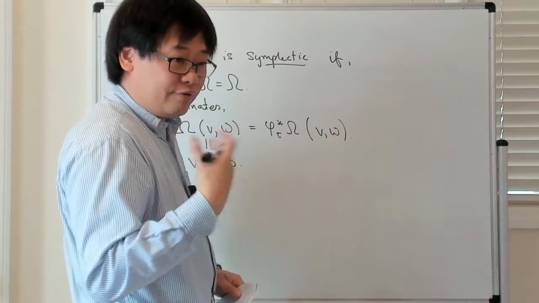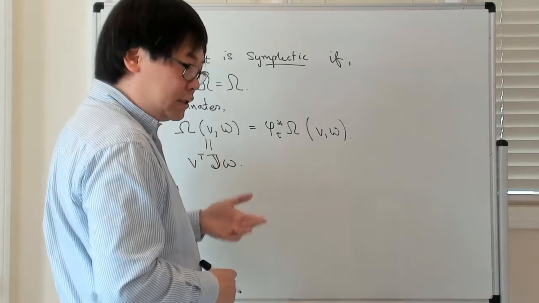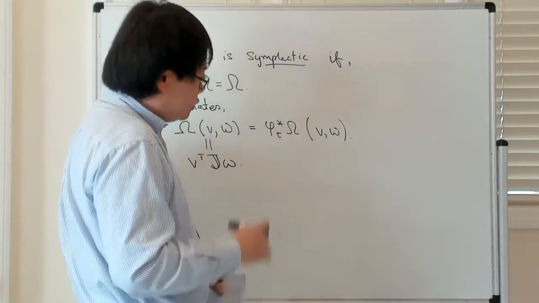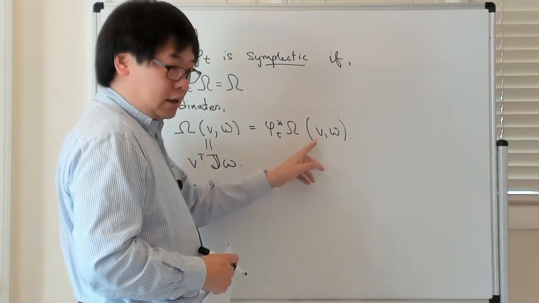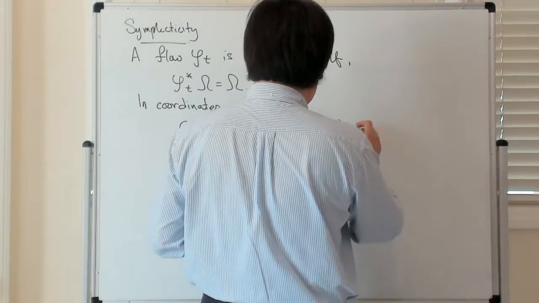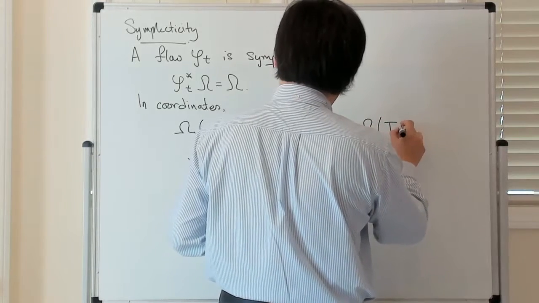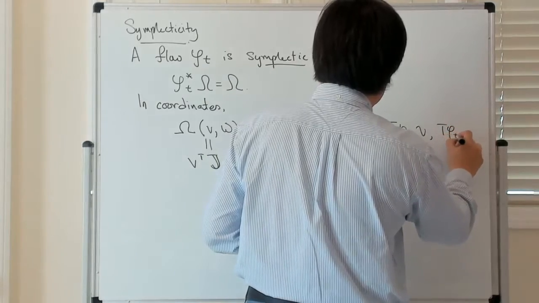But v and w are vectors, and the flow map is a map from T star Q to T star Q, and these are elements of T star Q. So what you need to do is take the tangent lift of this map and act on these vectors. So by definition, this is equal to omega acting on the tangent lift acting on v, and then the tangent lift acting on w.